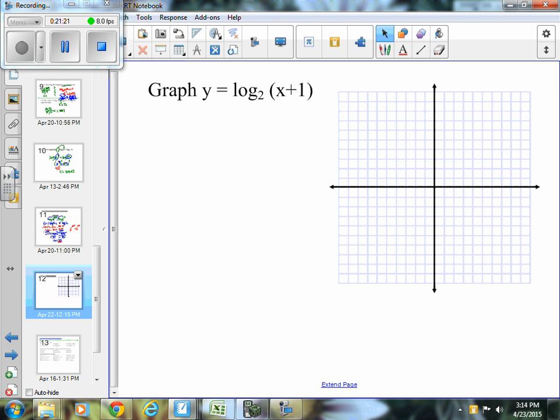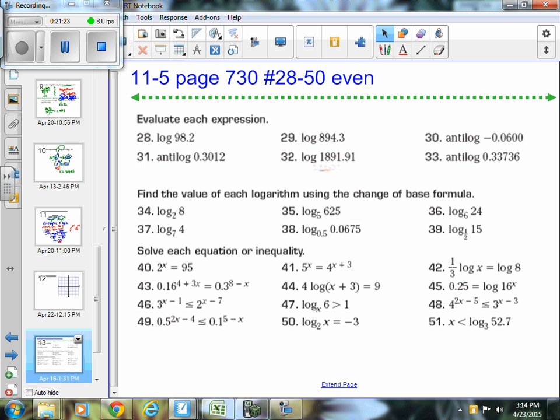So the assignment that we're going to be looking at, though, is working with logs, anti-logs, solving equations with logs. That's on page 730, 11.5. You can see everything on here. And we're going to do more applications.